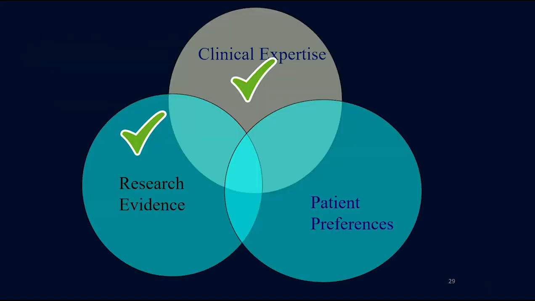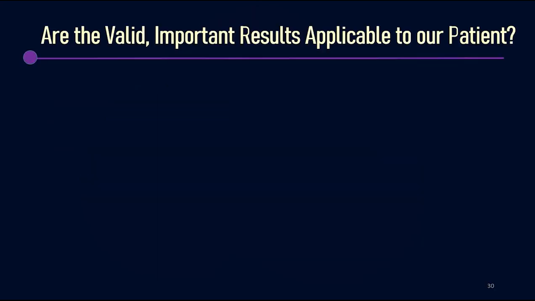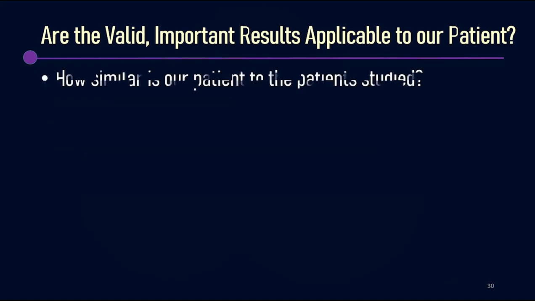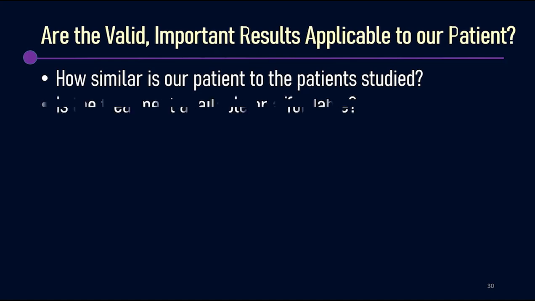So we just completed clinical expertise, research evidence. Now, how about the patient preferences? Are the valid important results applicable to our patient? We need to know how similar is our patient to the patient studied. In the population studied in the paper, if everyone was above 70 years old, then we may not be able to apply the result to our patient population when the large majority is less than 50 years old.